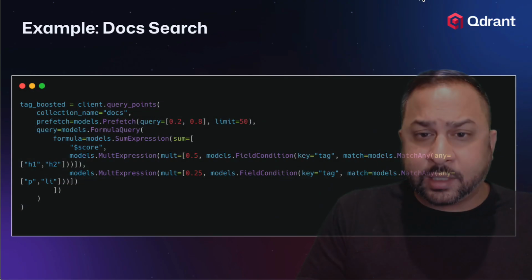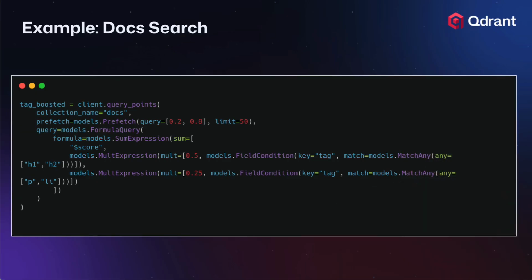But in actual Python code in Qdrant, this is what that looks like. So you have the client, you have the query points, the collection name is documentation or docs, you have your prefetch, then you have your sum expression here with your score multiplied by 0.5 when it matches any of header 1 or header 2, and then multiplied by 0.25 for when it matches a paragraph or a list item tag.